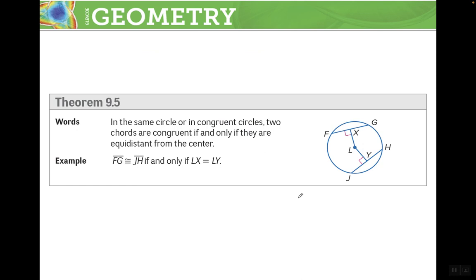Another theorem is if you have a circle where two chords are congruent, then they're equidistant from the center. This also is itself and the converse. If the chords are congruent, then they must be equidistant from the center. And remember that the distance between a point and a line is going to be perpendicular. Also, if you have two chords that are the same distance from the center, then you know the chords are also the same length.